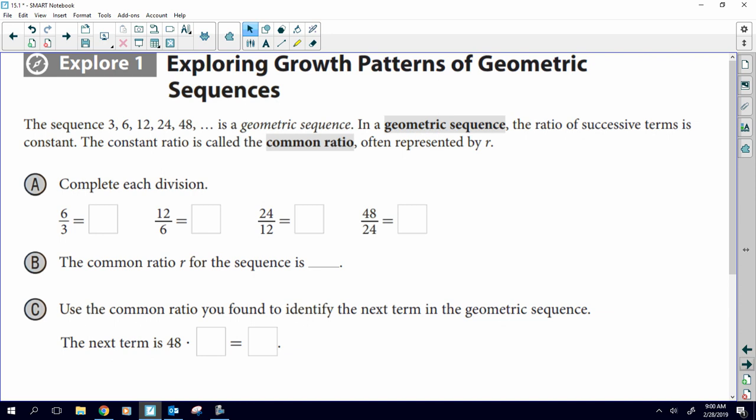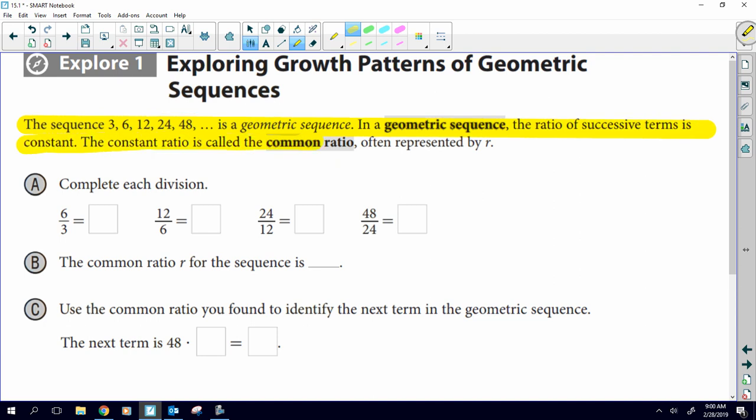The sequence 3, 6, 12, 24, 48 is a geometric sequence. In a geometric sequence, the ratio of consecutive terms is constant. The constant ratio is called the common ratio, often represented by R. I think we should go ahead and put that in your notes after you've written that title.